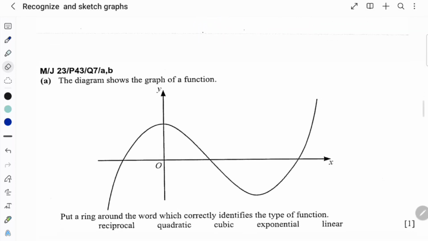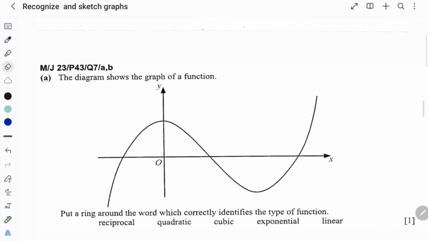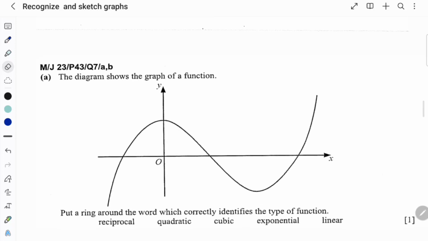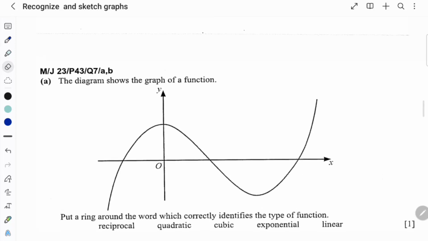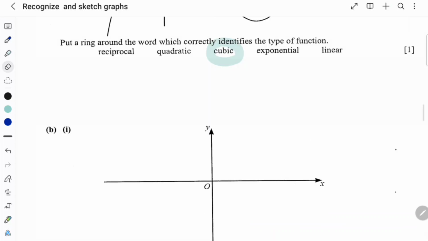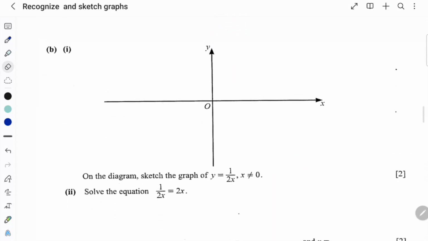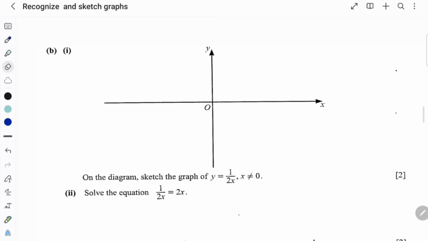Next question, 0580 May June 2023, paper 4-3, question number 7. The diagram shows a graph of a function and you can see it's a positive cubic equation. So put a ring around the word which correctly identifies the type of the function. So this is your cubic equation. All right. The next question, part B1: on the diagram sketch y equals 1 upon 2x. So it's a positive reciprocal, so just make it, it's a sketch. Okay, positive one.